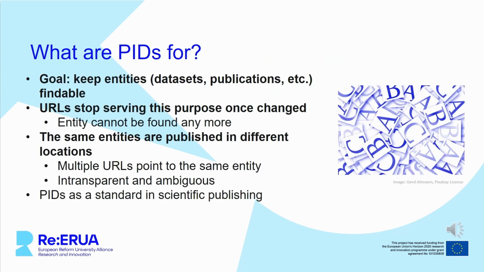You may ask yourself why PIDs even exist when you could just use a regular web link, but here the difference becomes relevant. PIDs are used to keep the entities they describe findable. If you use a regular URL, it will stop functioning when you change the location of the resource it points to. This happens often. I'm sure you've encountered 404 errors on the web yourself. Another benefit of PIDs is that they are unique. With regular URLs, multiple ones might point to the same resource. With a PID, you just need one. This increases transparency and avoids ambiguity. For those reasons, PIDs have become a standard in scientific publishing.